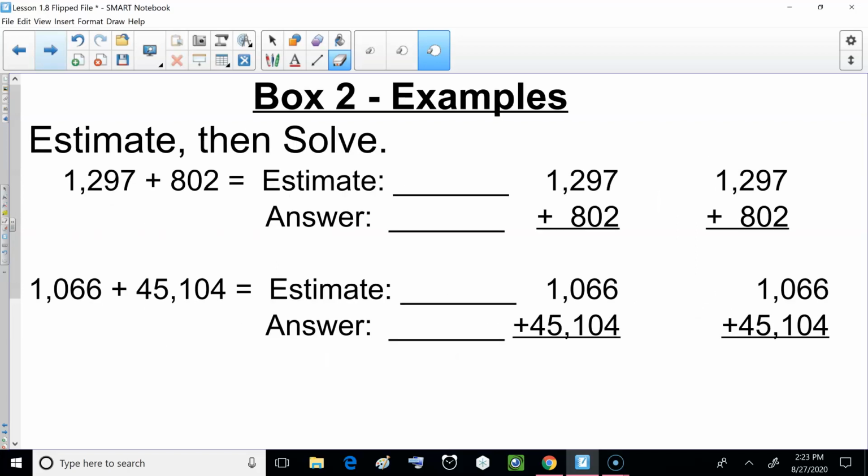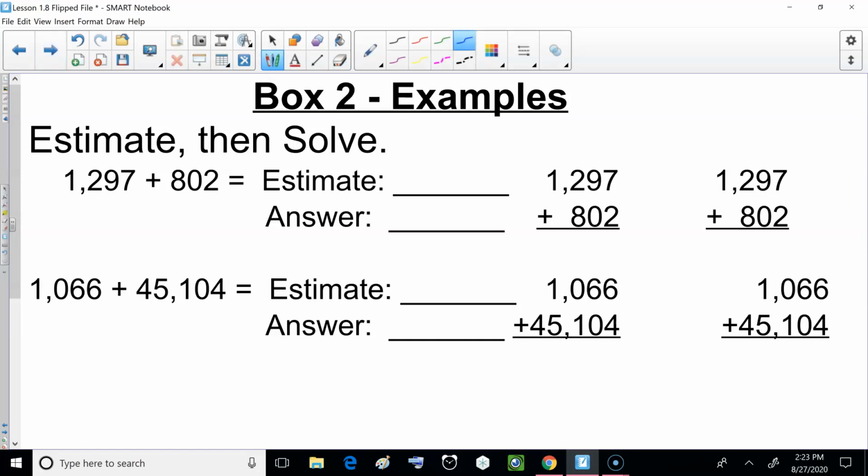So, some examples now to work on the skill of estimation. What does it look like? So I have 1,297 plus 802 equals. Notice my directions were estimate, then solve. We like to estimate first because that way it gives us an idea before we actually try to solve it. If you try to solve and then estimate, sometimes you might fudge the numbers to make sure it looks good, even though your answer might be completely off. So we like to estimate first.